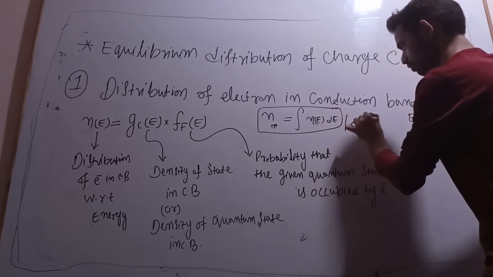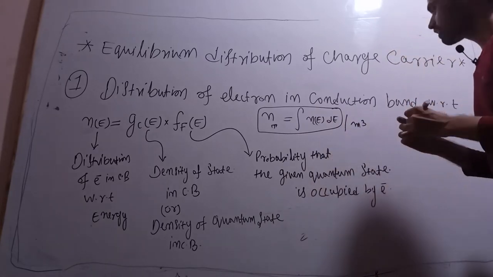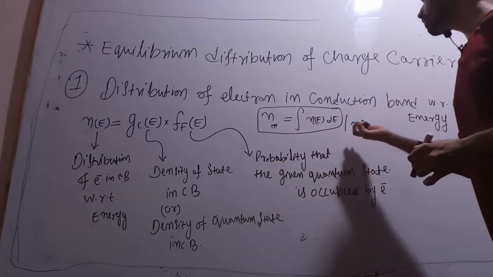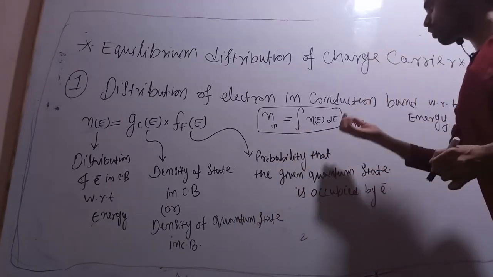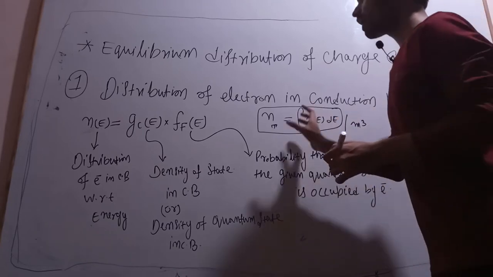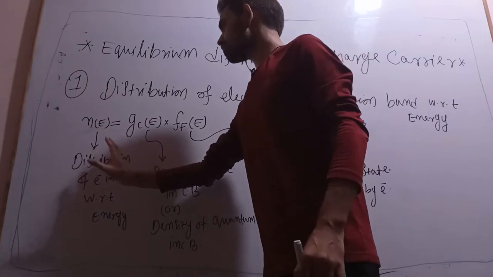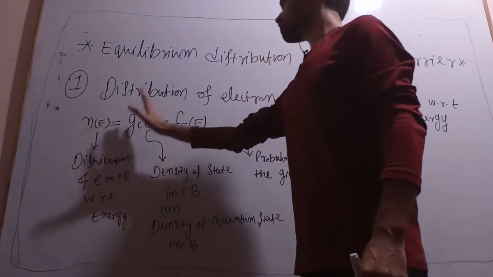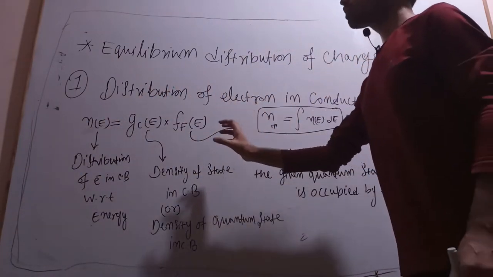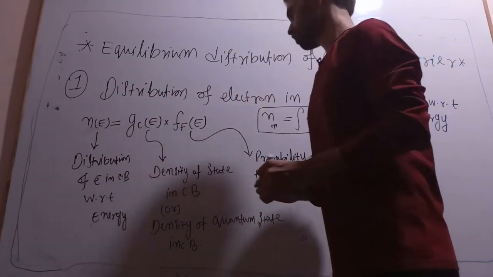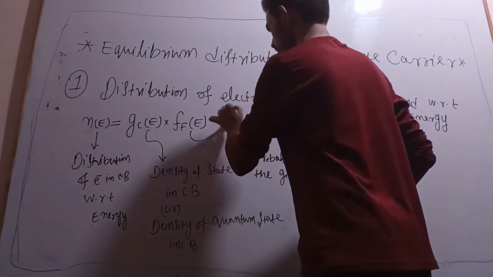Per unit volume means either per centimeter cube or per meter cube. If you want to calculate the total electrons per unit volume in the conduction band, just integrate this equation. Let us say this is my equation number one.